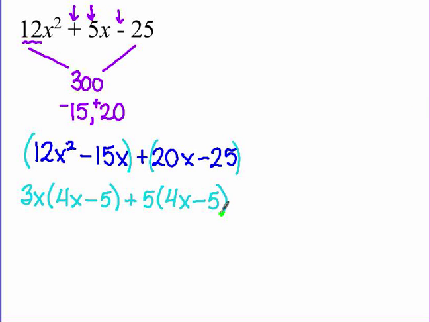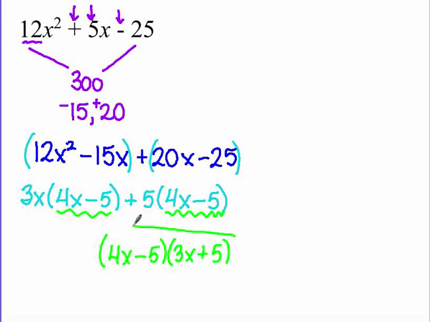Next thing, let's compare. Those match. Very good. So then I know that one of my factors is 4x minus 5. What's my other one? 3x plus 5. Nice job. Questions?